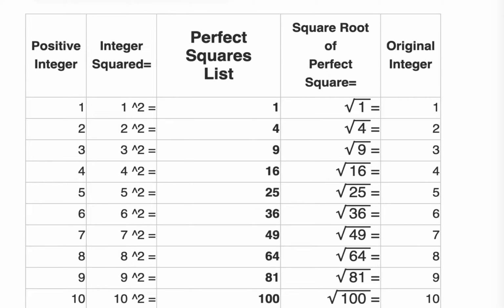So I'm showing you a table here of, well, not all of the perfect squares, but the first through the number 10. The perfect squares list, and then what you get for the square roots. So perfect squares mean that it is the area of a square that has whole number side lengths. So 1 squared equals 1, 2 squared equals 4. This middle column is our perfect squares. And when we do a square root of a perfect square, we get that original integer. So square root of 1 is 1, square root of 4 is 2, square root of 9 is 3, and so on.